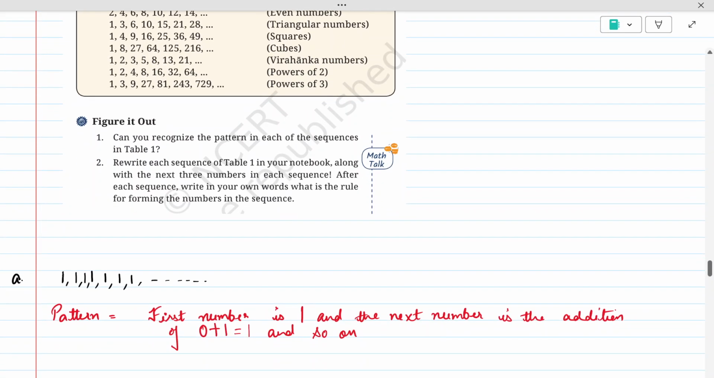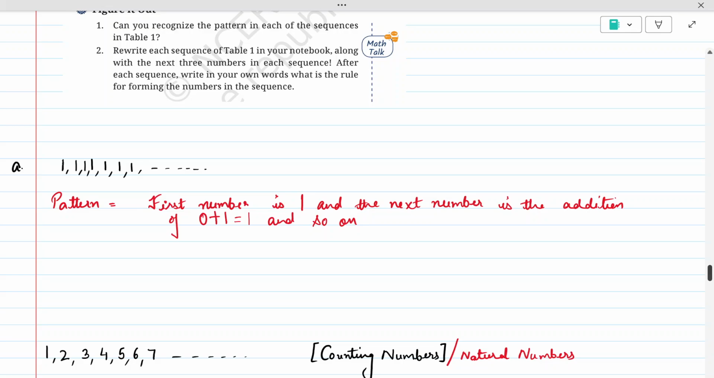So first sequence here, we have all ones, right? And we found out the pattern that the first number is 1 and the subsequent number, means the very next number, is obtained by addition of 0 to the previous term. Means the first number is 1 and the second number is obtained by adding 0 to the first. The next is obtained by adding 0 to the first. So this makes the sequence of all ones. This is your answer number 1.